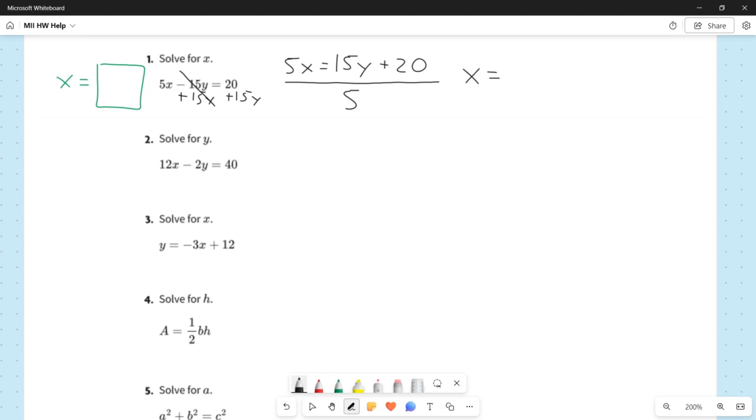Great. If I finish out the right-hand side, I'm done with this problem. So I have 15y divided by 5. I'm going to divide my coefficients, and 15 divided by 5 is 3. So it's 3y. That y doesn't go away, just 15 divided by 5. Plus 20 divided by 5. Well, 20 divided by 5 is 4. So I end up getting a final answer of x equals 3y plus 4.